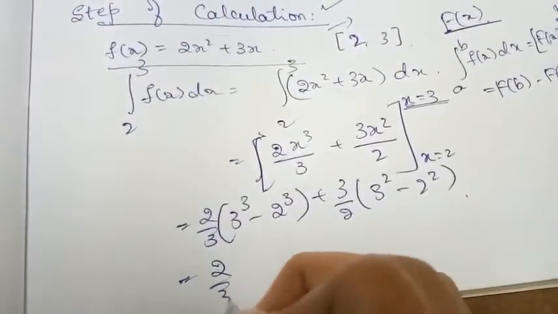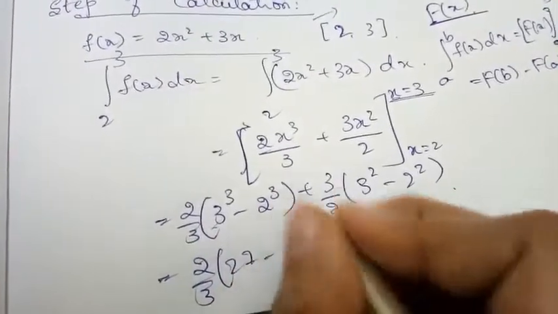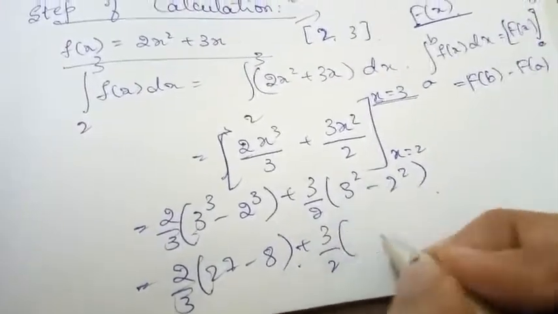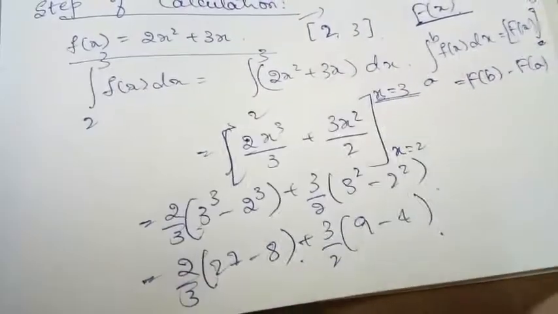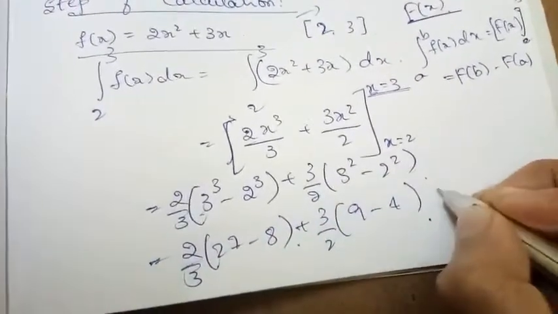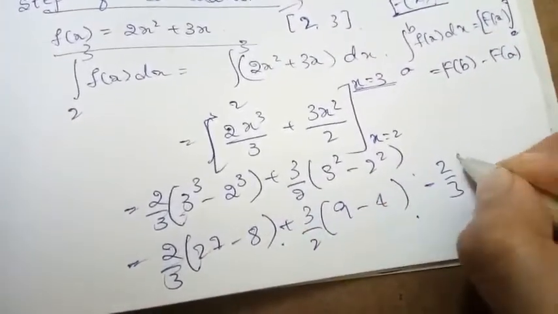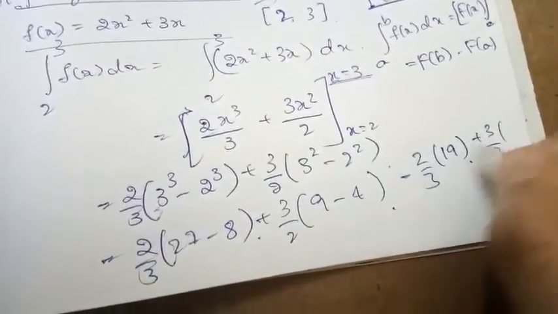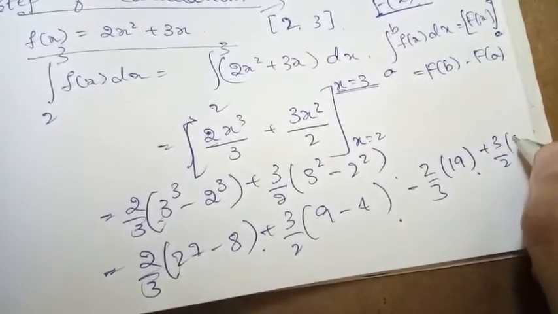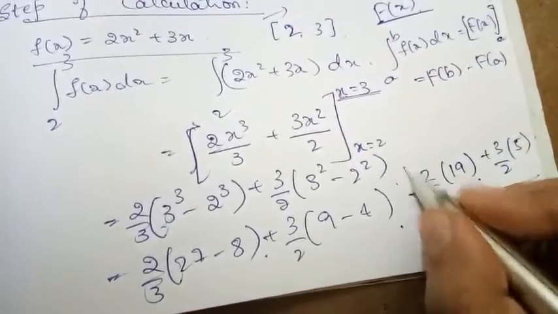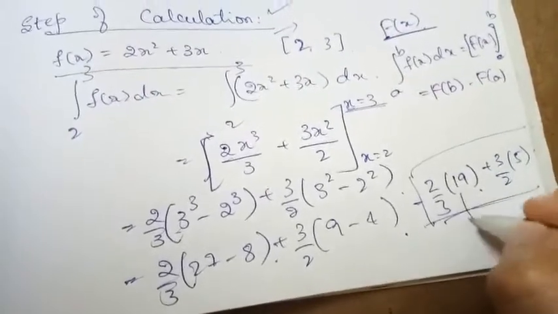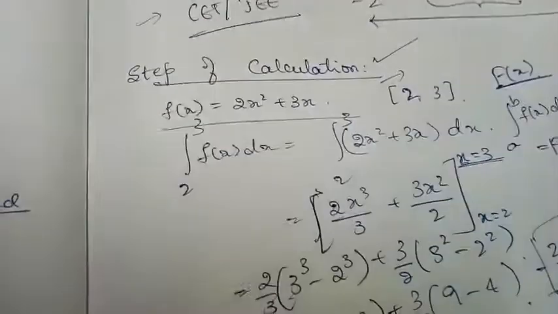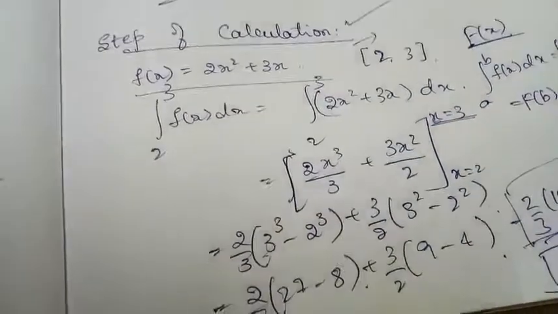What is that? 2 by 3, 3 cube is 27 minus 8, plus 3 by 2, 3 square is 9 minus 4. So here the value is 2 by 3 times 27 minus 8, which is 19, plus 3 by 2 times 9 minus 4, which is 5. Take the LCM and you will get the proper answer for this question. So this is how the steps of calculation go to find the given function's integral.